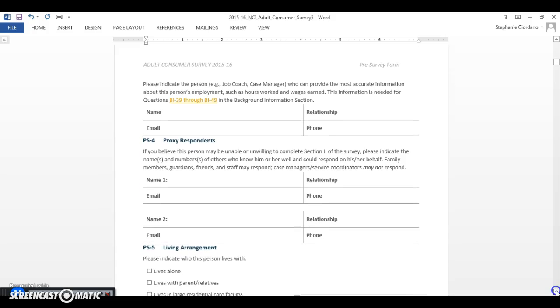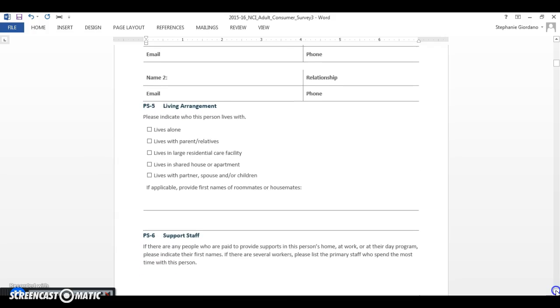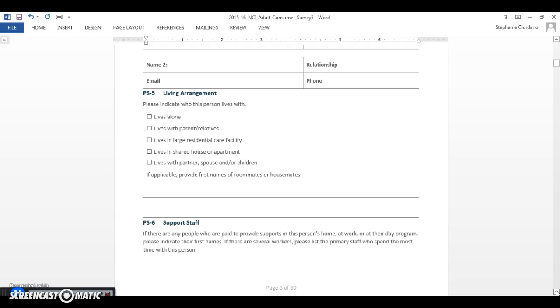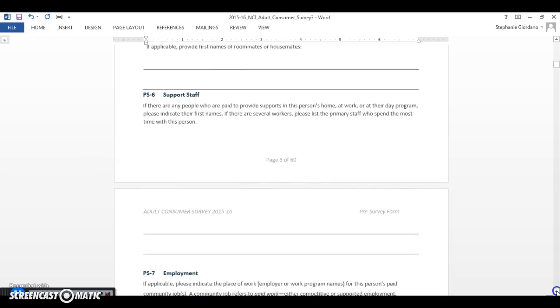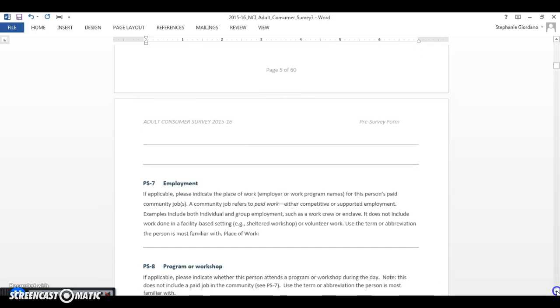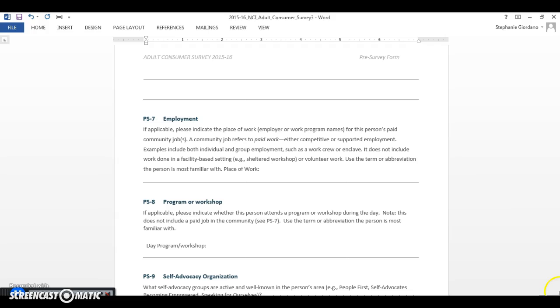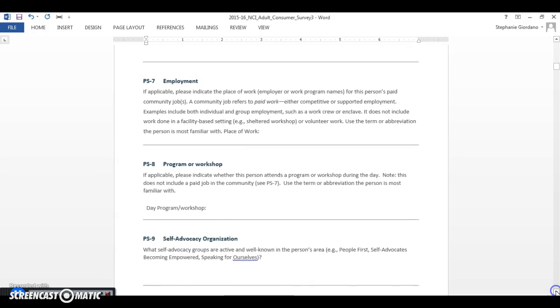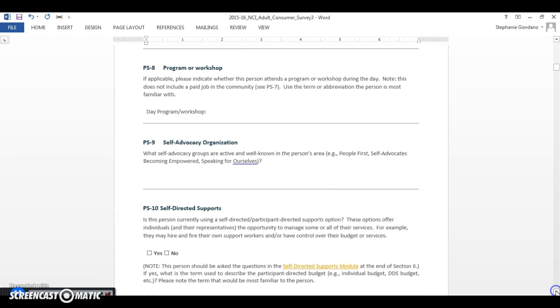We also ask who proxy respondents may be, as well as where the person lives, and this question is just to give interviewers a sense of the home if that is where the interview is going to take place. The remaining questions ask about familiar names and terms for the person to use those names and terms when you go through the survey. We ask about support staff, place of employment, program or workshop, and if there's a self-advocacy organization the person is involved with, or if there are any in the area that are well known to the individual.